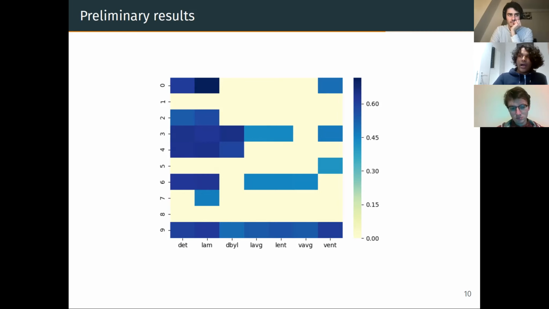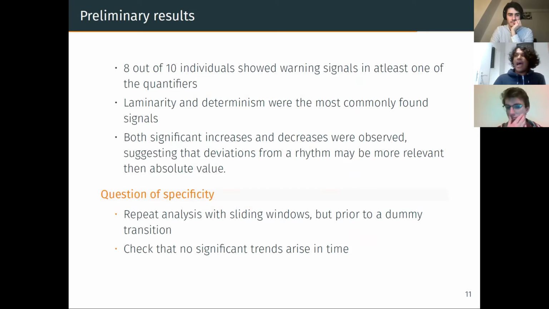So these are the results that we have. Laminarity and determinism were the most commonly found signals. 8 out of 10 individuals showed warning signals. This is a slight difference from the group level analysis. We find that both significant increases and decreases were observed. What this seems to suggest is that it is a deviation from a rhythm that is more important than the actual absolute increase or decrease.